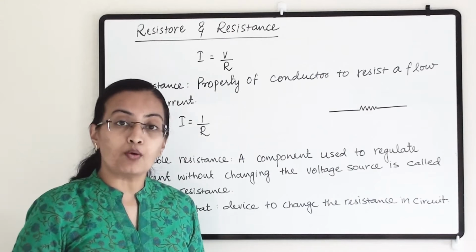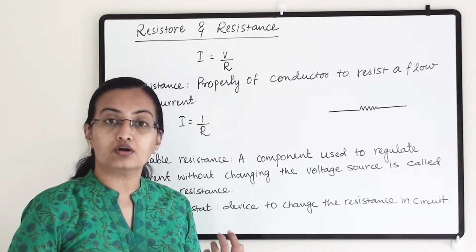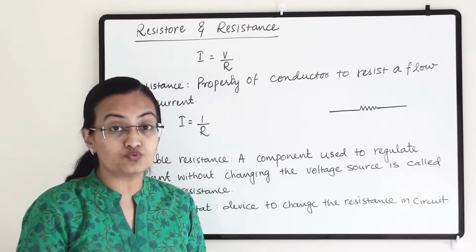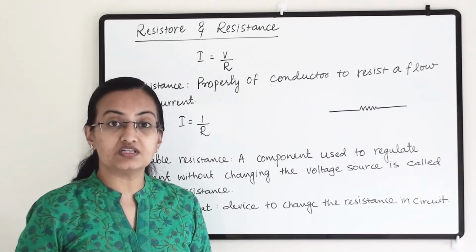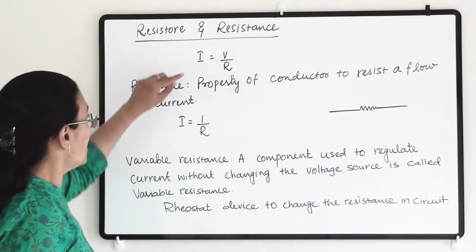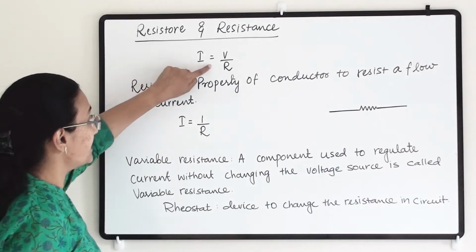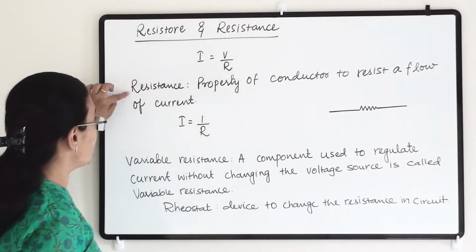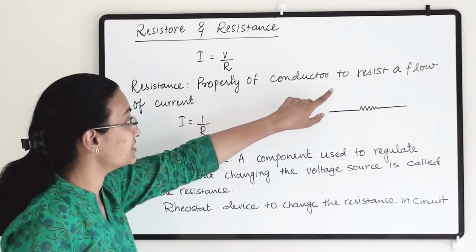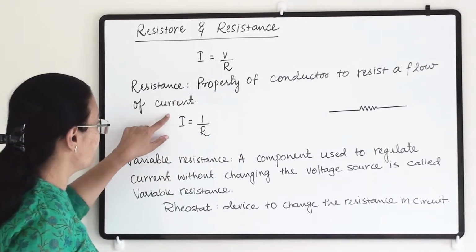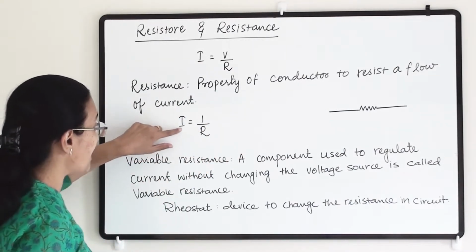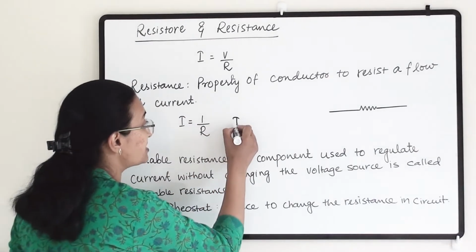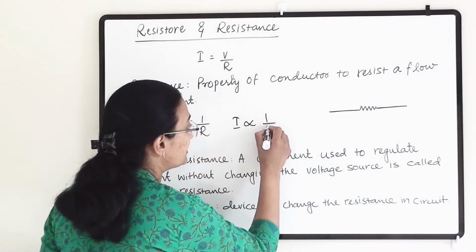Resistance is a property of any material or conductor to resist a flow of current. So resistance will vary as per the material and conductor. We know this formula, that current equals potential difference divided by resistance. So resistance is a property of conductor to resist a flow of current. It also says that I equals 1 divided by R. That means I is inversely proportional to the resistance.